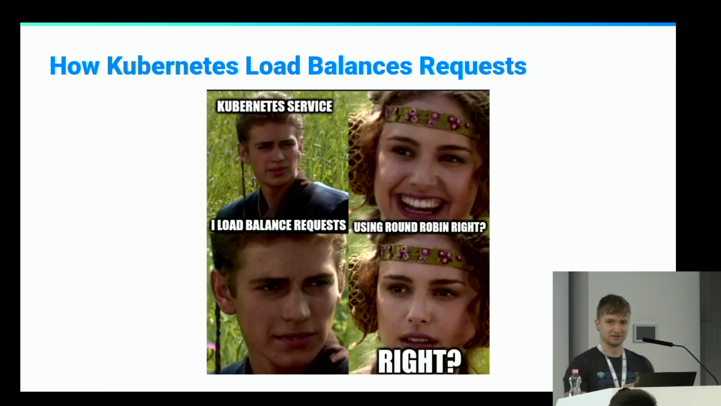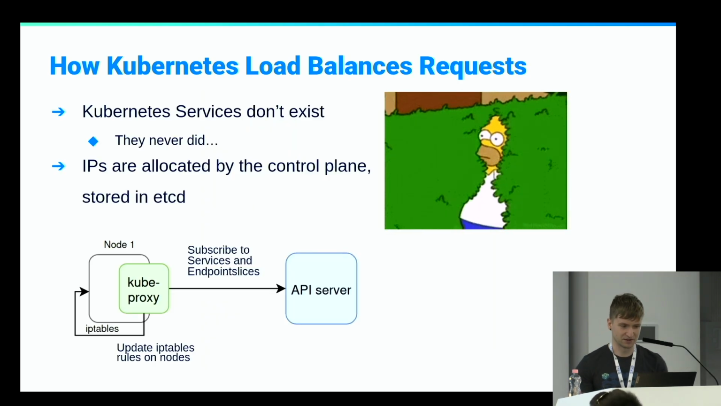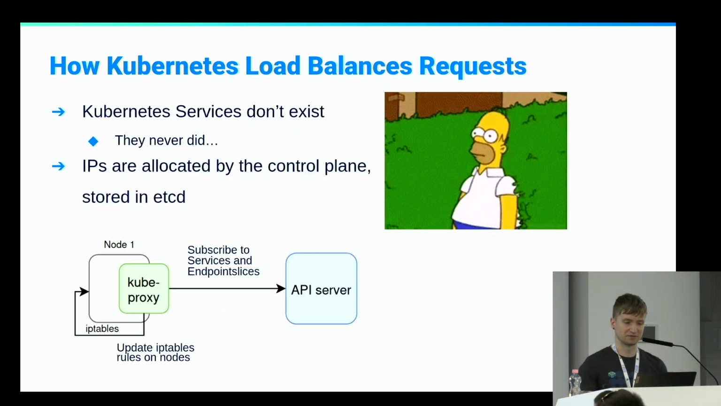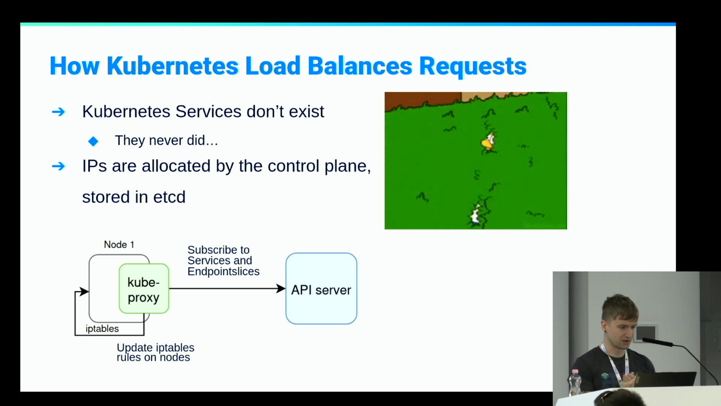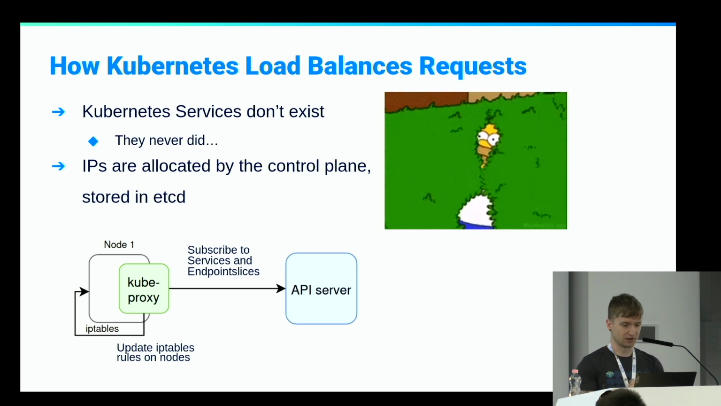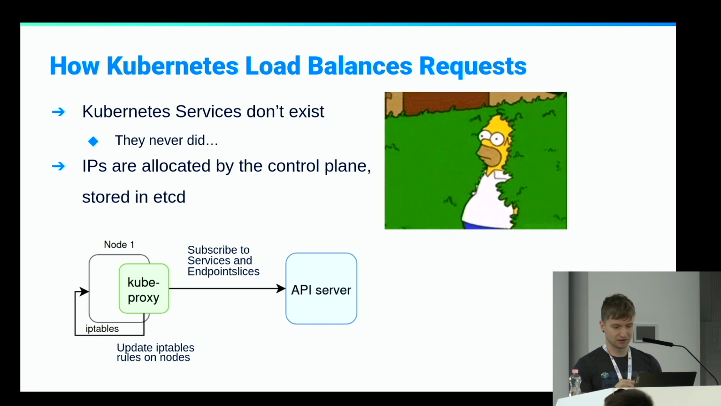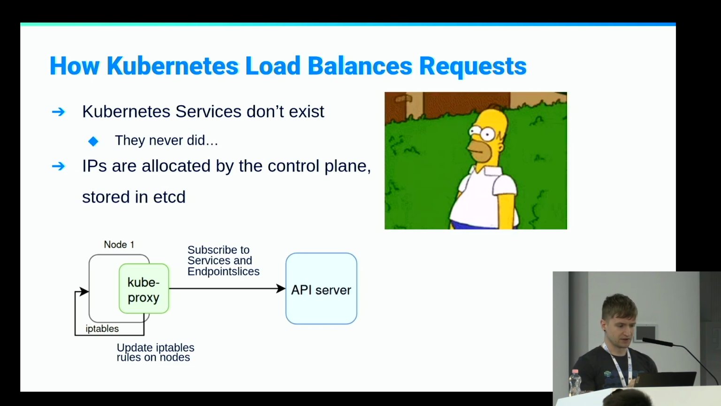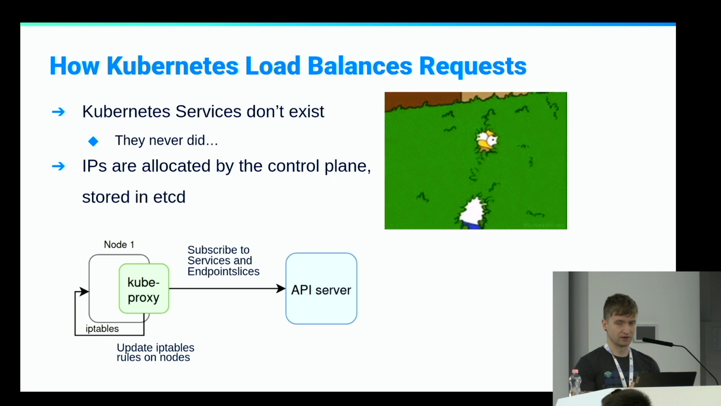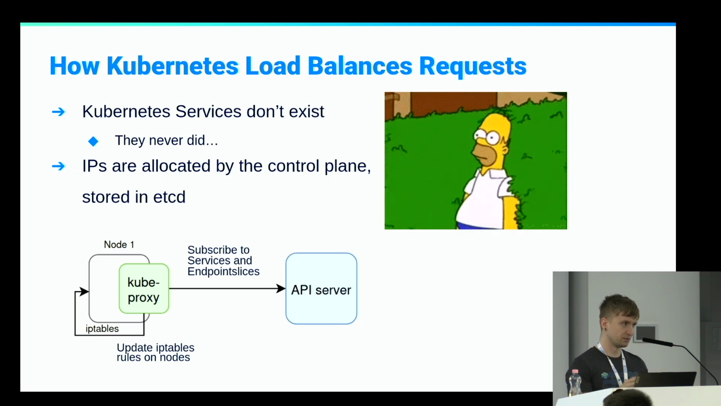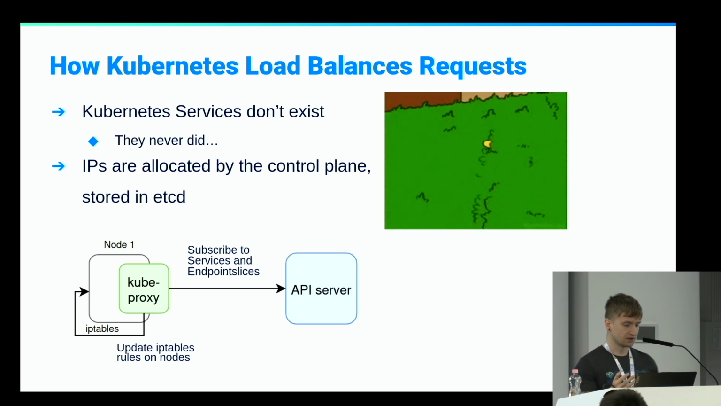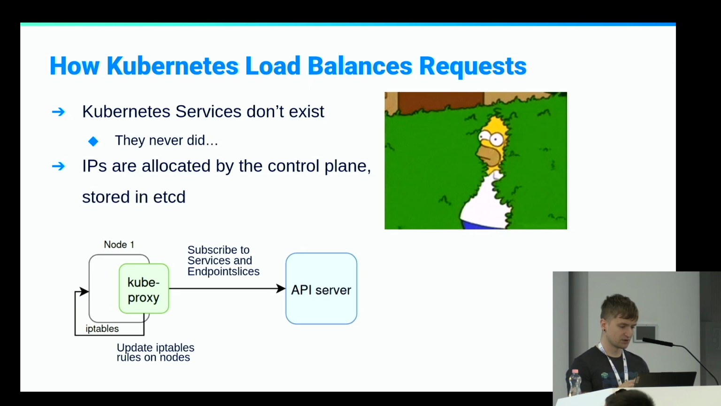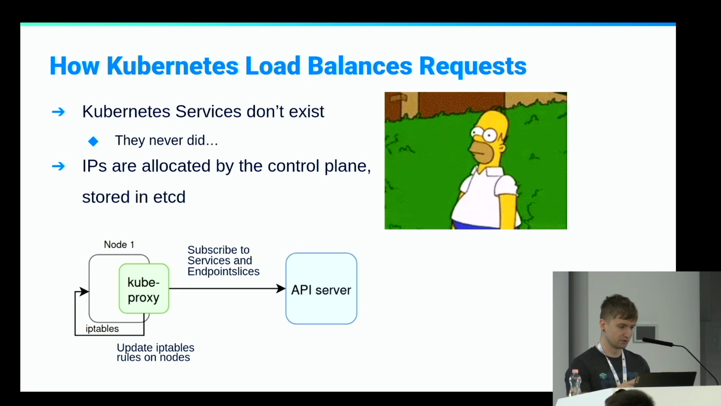And yeah, that's not the case, because Kubernetes services don't exist. They never did. They are just virtual IP addresses, if you're talking about cluster IP services, of course. And these IPs are allocated by the control plane, and they are stored in etcd. And how it works is that the kube proxy on every node is subscribed to endpoint slices and services. And whenever there's a change in either of them, it's going to update the internal state of your node using IP tables. So it updates the IP tables rules and how the routing works.